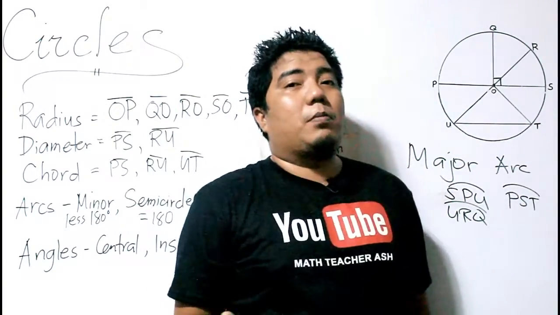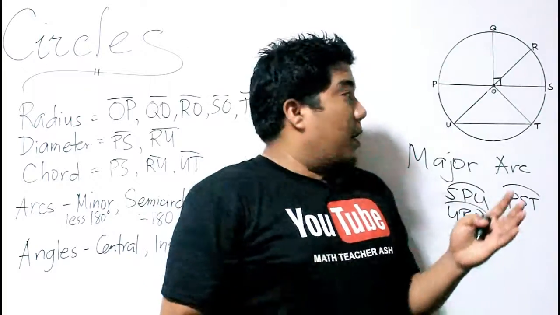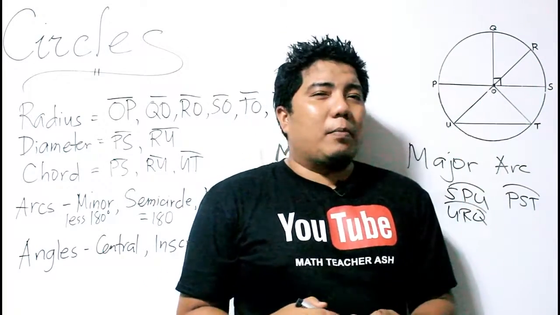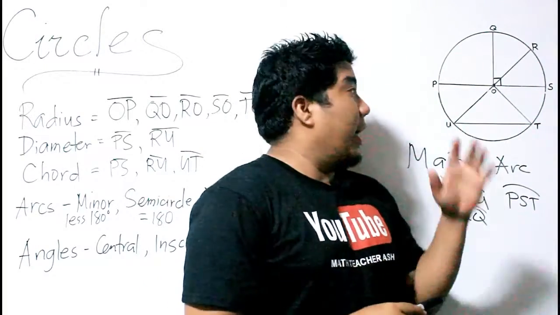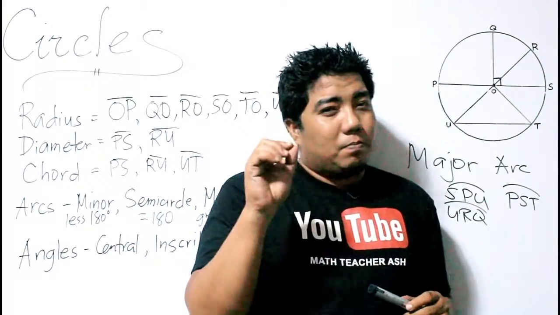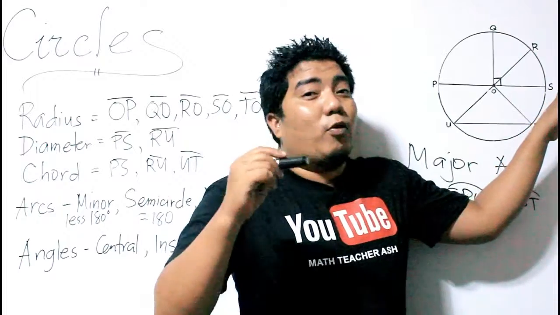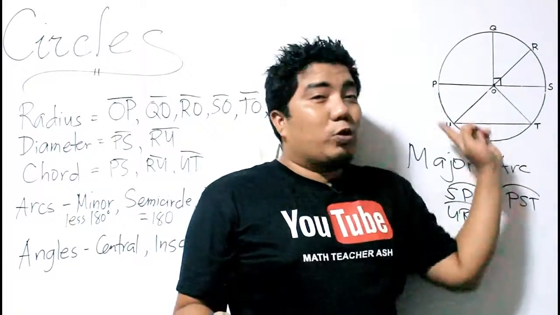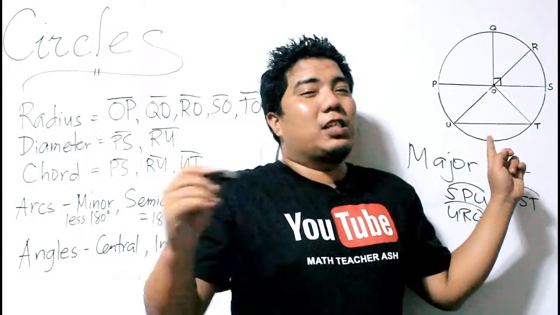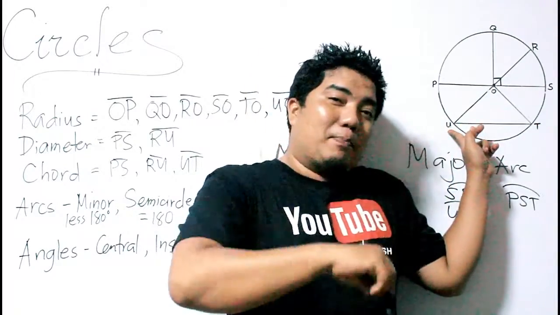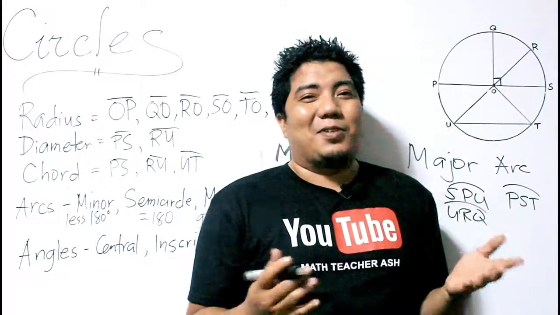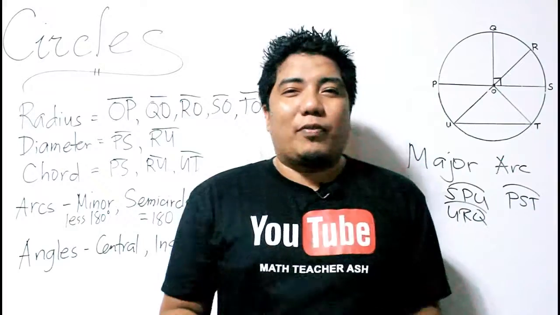And so much more, my dear math learners. I hope you get the idea, because basically you can name a lot of major arcs in this given figure. Just make sure that the major arc starts from the endpoint of one diameter, and then it goes more than, or it ends more than the endpoint of that diameter. Easy, right?